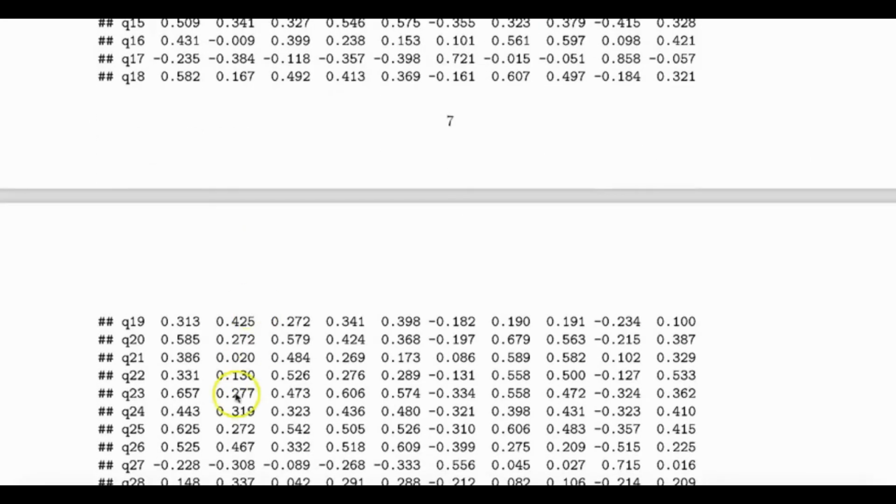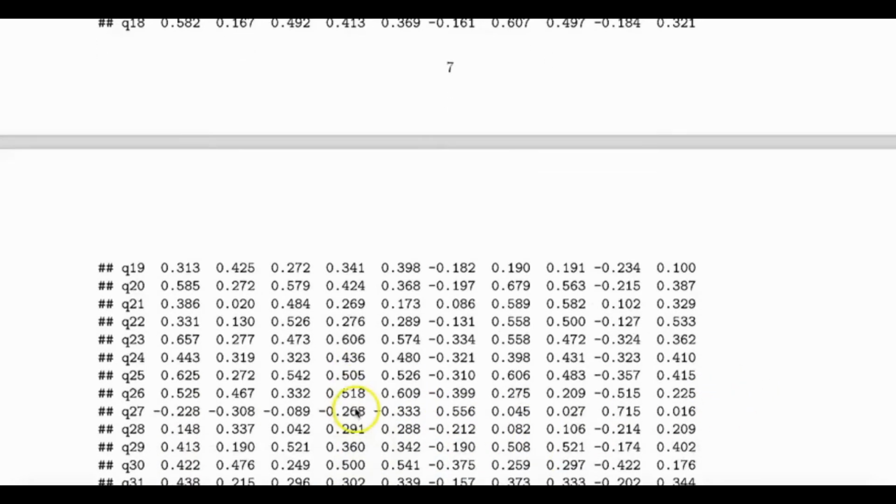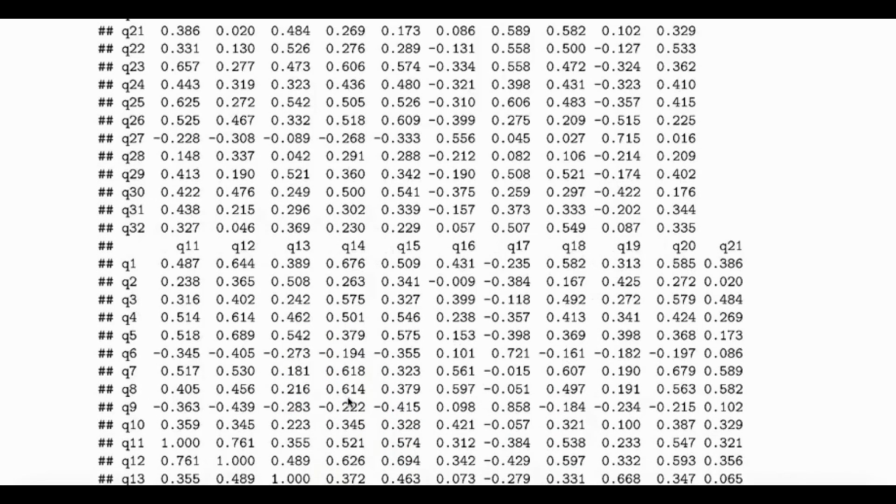I remember, for example, item 27 is reverse coded, so you can see how it's not correlating. It's not going to be correlating with the rest, with certain items. I was going to say the rest, but it's not all of them. So you can already see there's some items that need to be reverse coded.